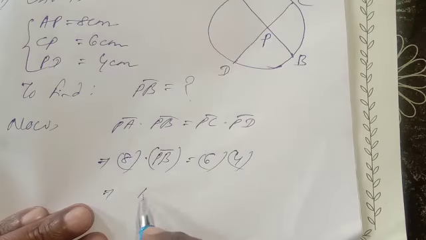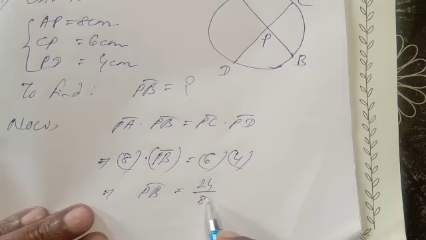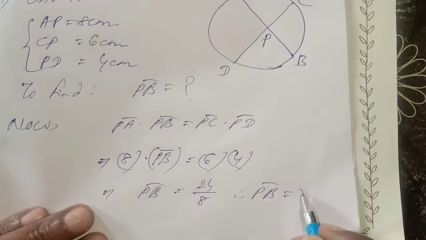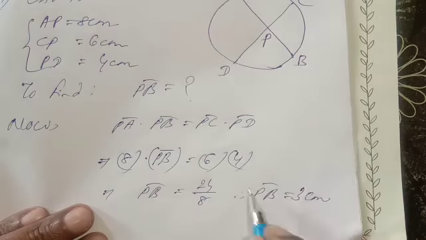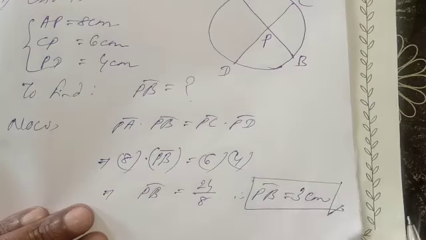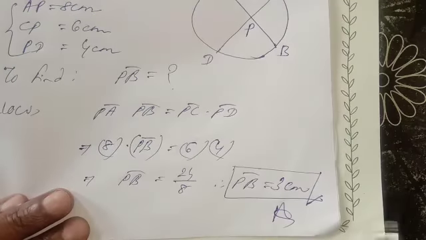This implies PB is equal to 6 fours are 24, 24 by 8. Therefore PB is equal to 24 by 8, which means 3 centimeter. 8 3s are 24. The length of PB is equal to 3 centimeter. In this way, I have completed number 2, second part.